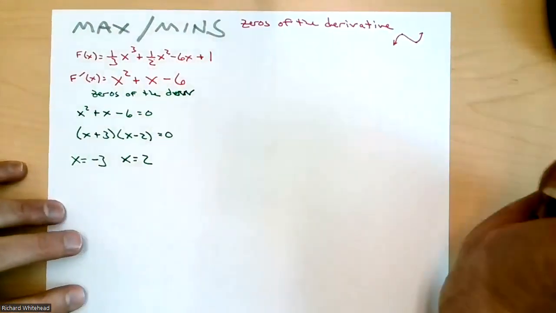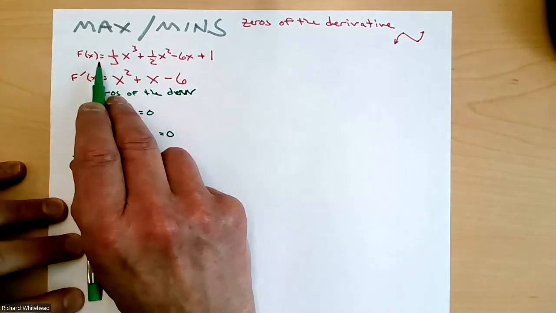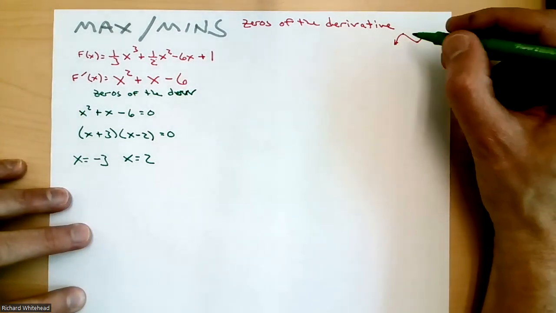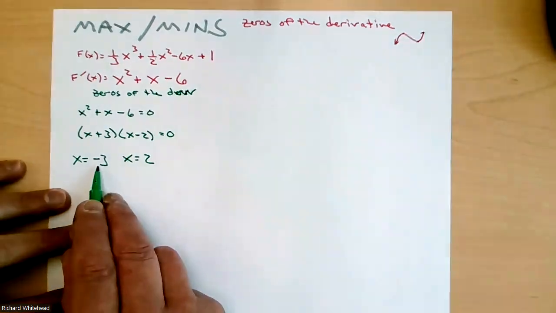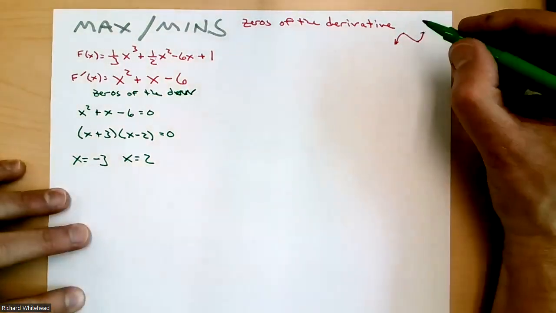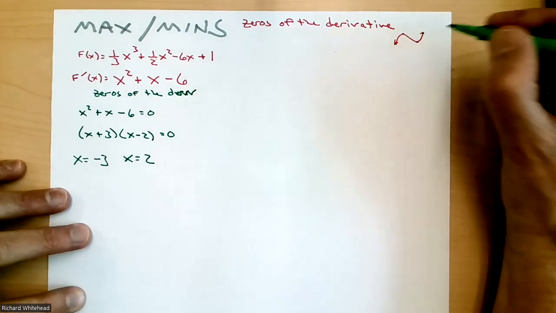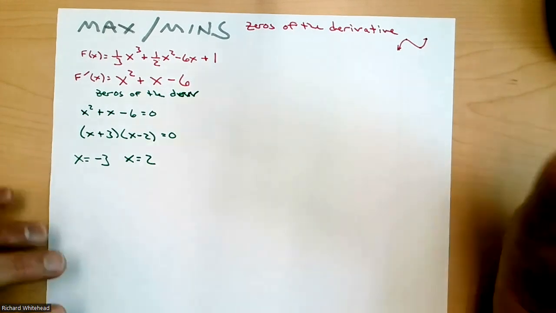In fact, you can probably tell. Positive x to the third is down, then up, which means the curve has to look like this, which means the -3 is going to come before the 2. That -3 is going to end up being the max, and that 2 is going to end up being the min. We still have to find out why.